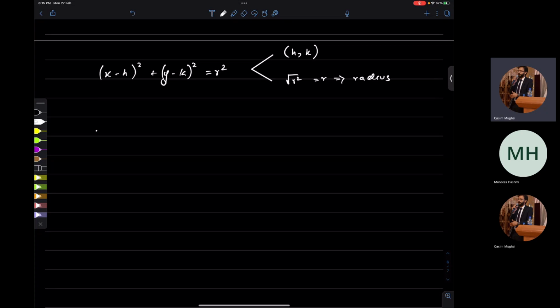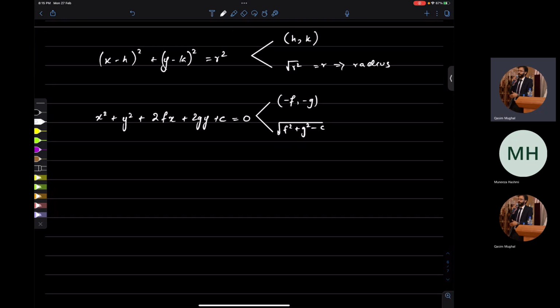And if the equation is x² + y² + 2fx + 2gy + c = 0, then the coordinates for the center of the circle are (−f, −g). And if you want to work out the radius, that is the square root of (f² + g² − c). So this is how you can work out the center and the radius from both formats.